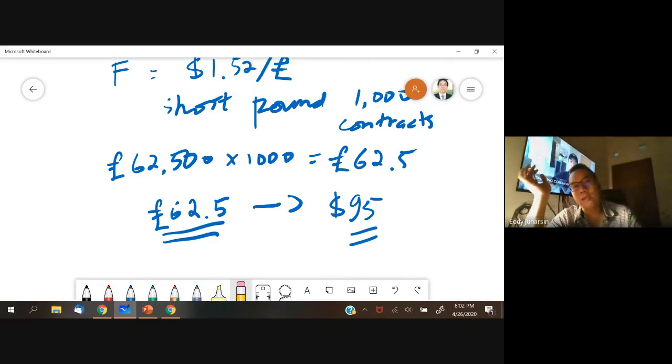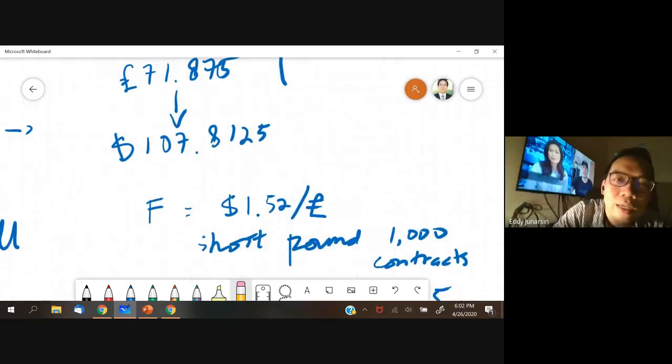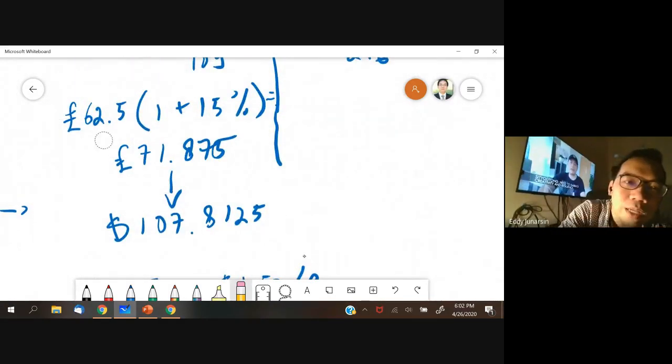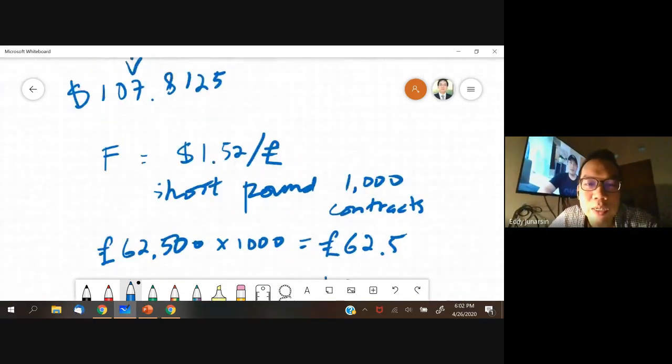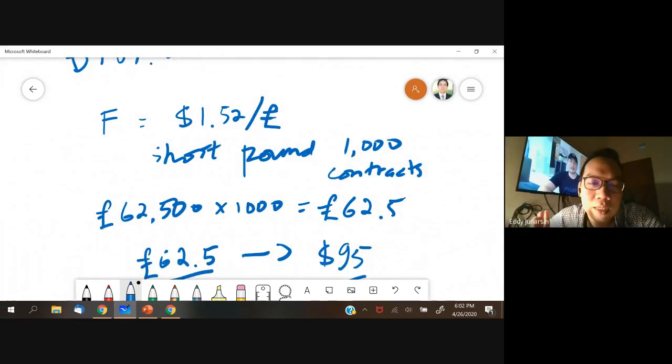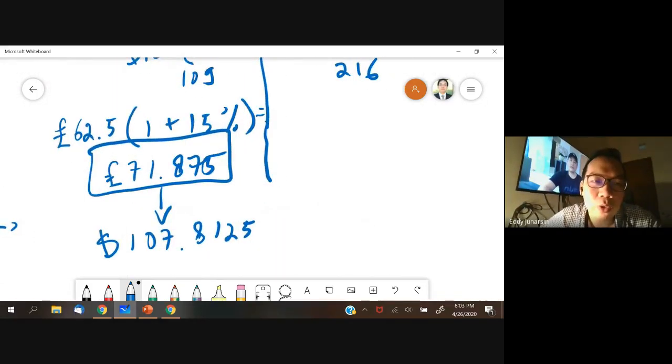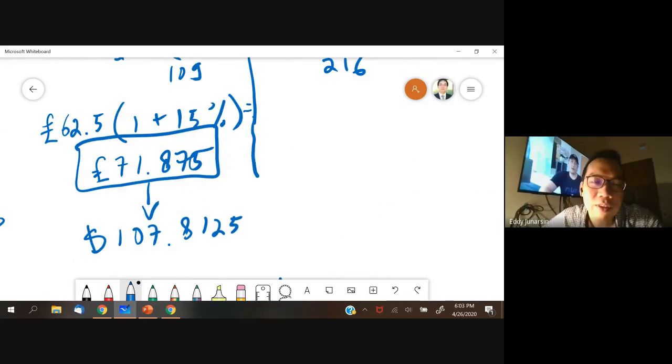62.5 million is the size that you could do because you took 1,000 contracts. But if you want to include the return, the total amount that you want to hedge was actually 71.875 million. So you couldn't do it entirely in the futures market, right? Because the size is 62,500, and if you took 1,000 short positions, then the exposure that you could hedge would be 62.5 million only. But in fact, you wanted to hedge 71.875 million, right?